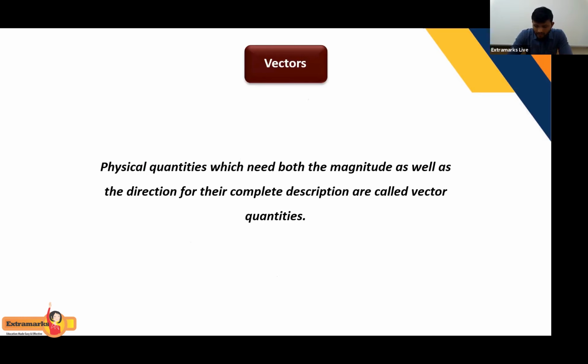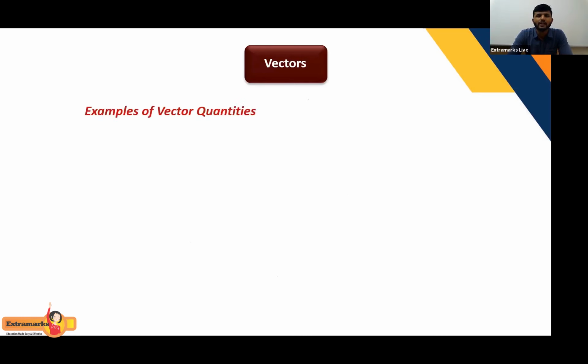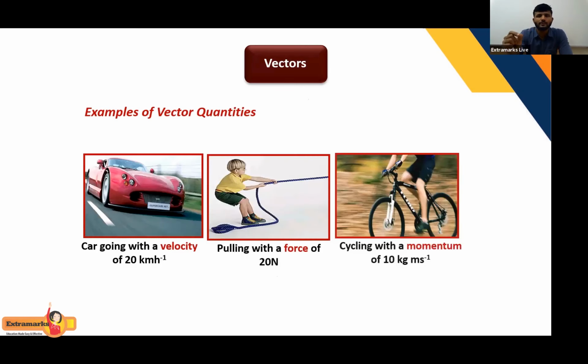Now, what are vectors? Vectors are quantities which have magnitude and direction both. This is a very basic definition of a vector. Here are some examples of vectors: velocity, force, momentum, right?